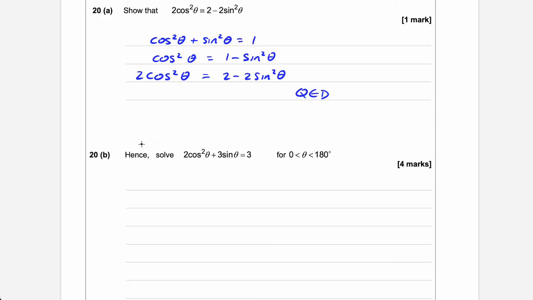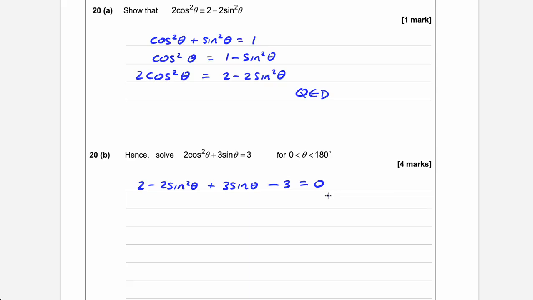Okay, then he says hence, so he's helping you to solve this trig equation by making you do that. So hence solve this plus this equals this. He's giving us the hint to change the 2 cos squared theta into 2 minus 2 sine squared theta, plus 3 sine theta equals 3. I'm actually going to straight away go minus 3 equals 0.